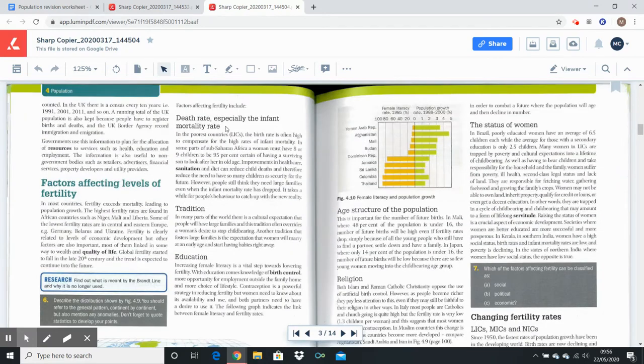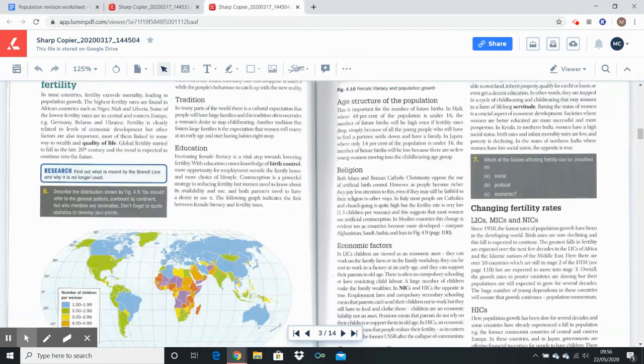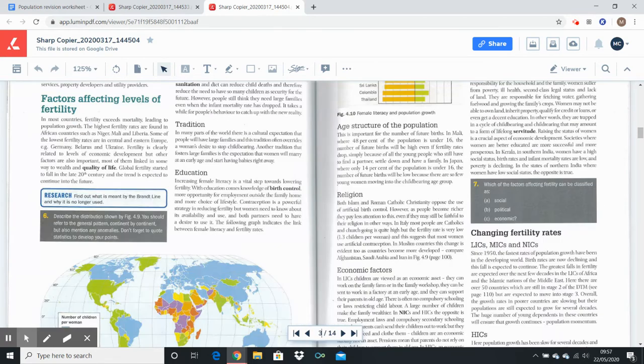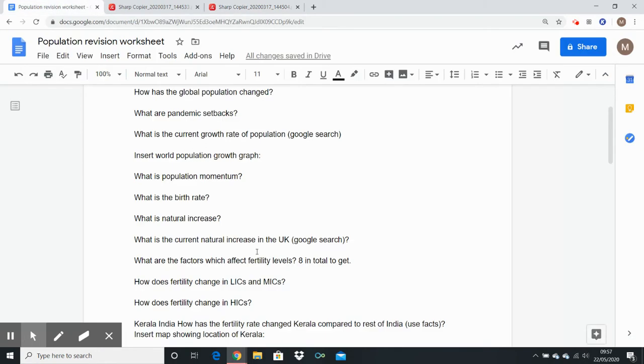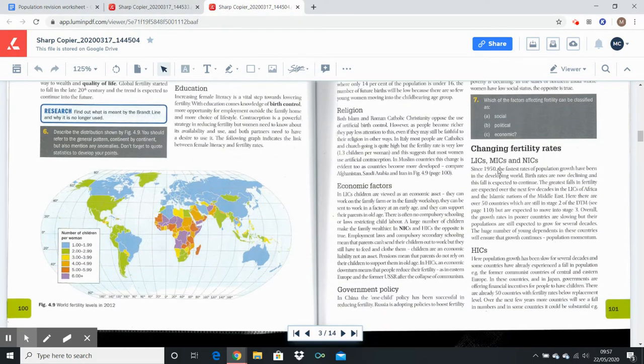And that is it. So there's your 8 factors there: death rate, tradition, education, age structure, religion, economic factors, government policy, and the status of women. And that should give you a nice one for this one here. So how does fertility rate change in LICs?